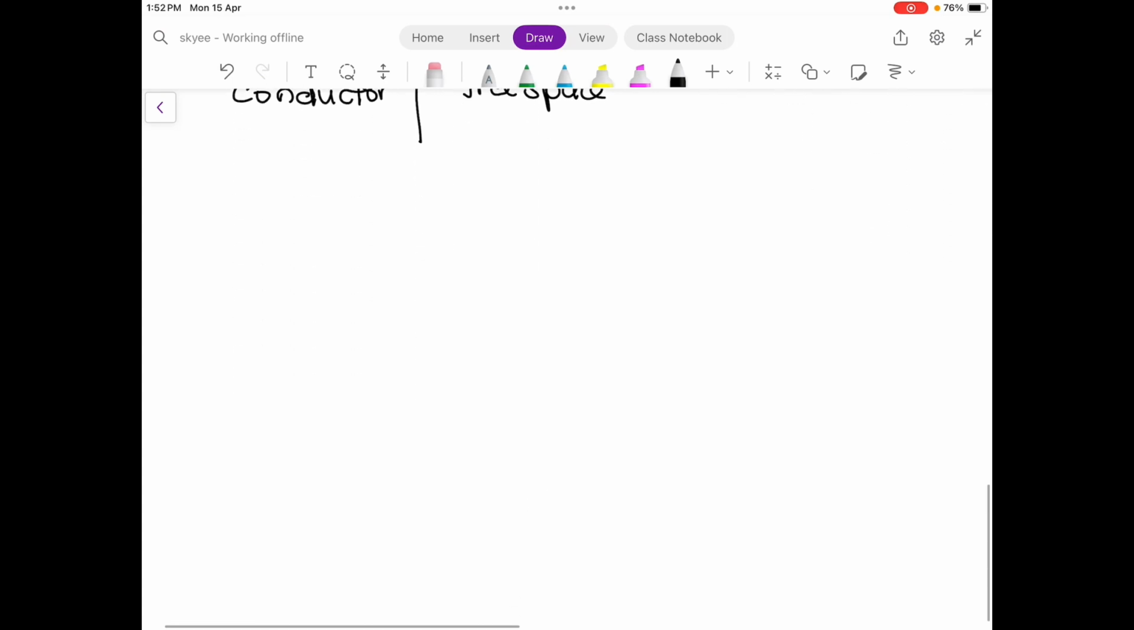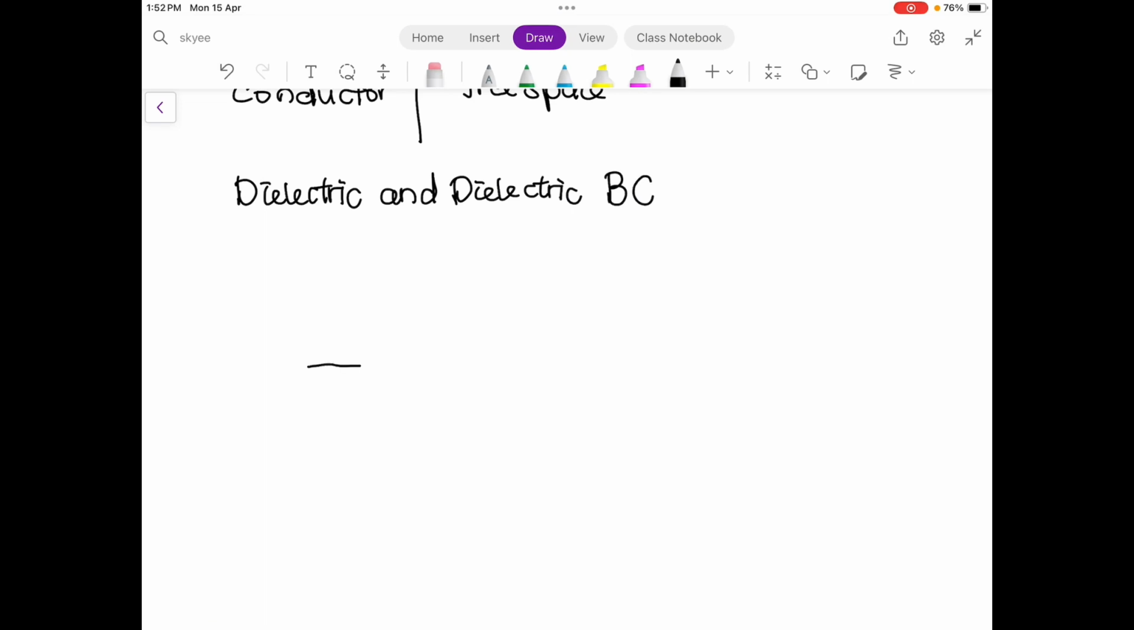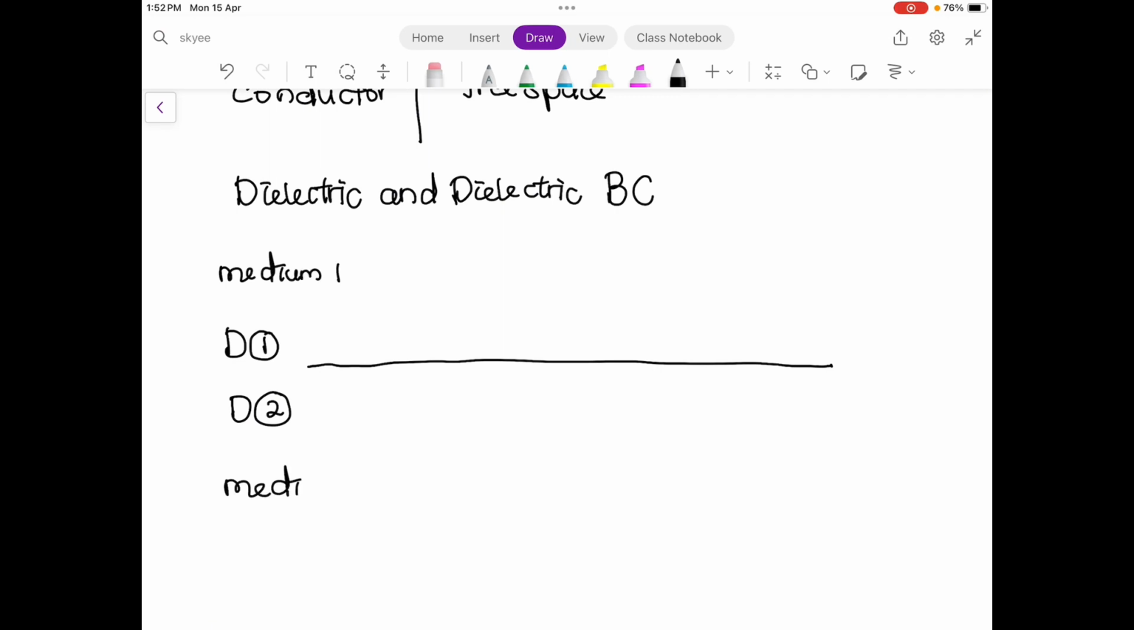Dielectric and dielectric boundary conditions. Okay, so I will draw a diagram. This is dielectric 1, and this is dielectric 2. So this is medium 1, and this is medium 2. Medium 1 has a relative permittivity equal to epsilon R1, and this one has a relative permittivity epsilon R2.